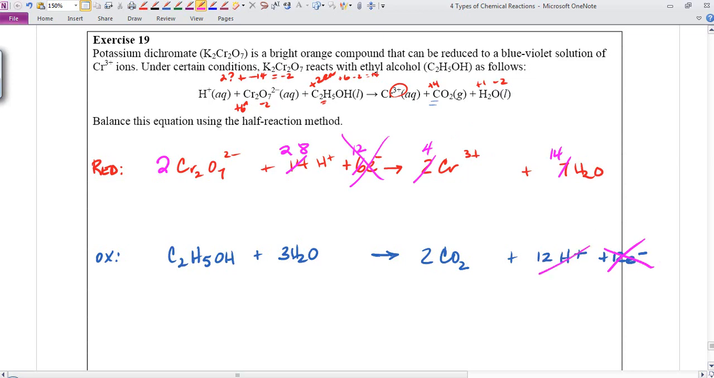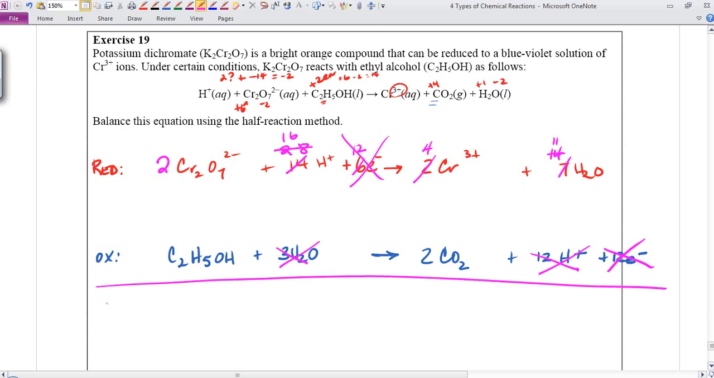Oh, you betcha. I can get rid of those 12 H+ and take 12 away from this so that they become 16 H+. I can get rid of these 3 waters, and this becomes now 11 waters. So let's see how that worked out. 2 Cr2O7 2- ions plus C2H5OH plus 16 H+. I think I got everything. Goes to 2 CO2s plus 4 Cr3+ plus 11 waters.